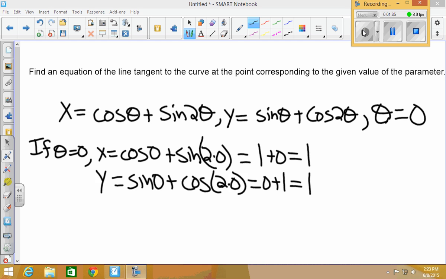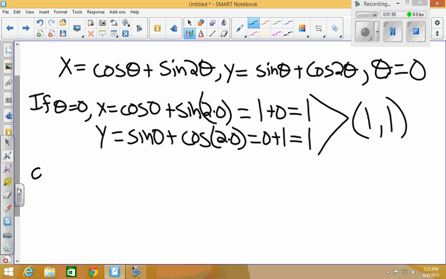So these two coordinates come together and give us a point on the line, 1, 1. The other thing that we need for an equation of the tangent line, besides the point we just found, is the slope of the line. Because this is a tangent line, we can find the slope using the derivative, dy dx. We're going to evaluate dy dx when theta, the parameter, is equal to 0, because the point corresponding to that value is where this line is tangent to the curve.